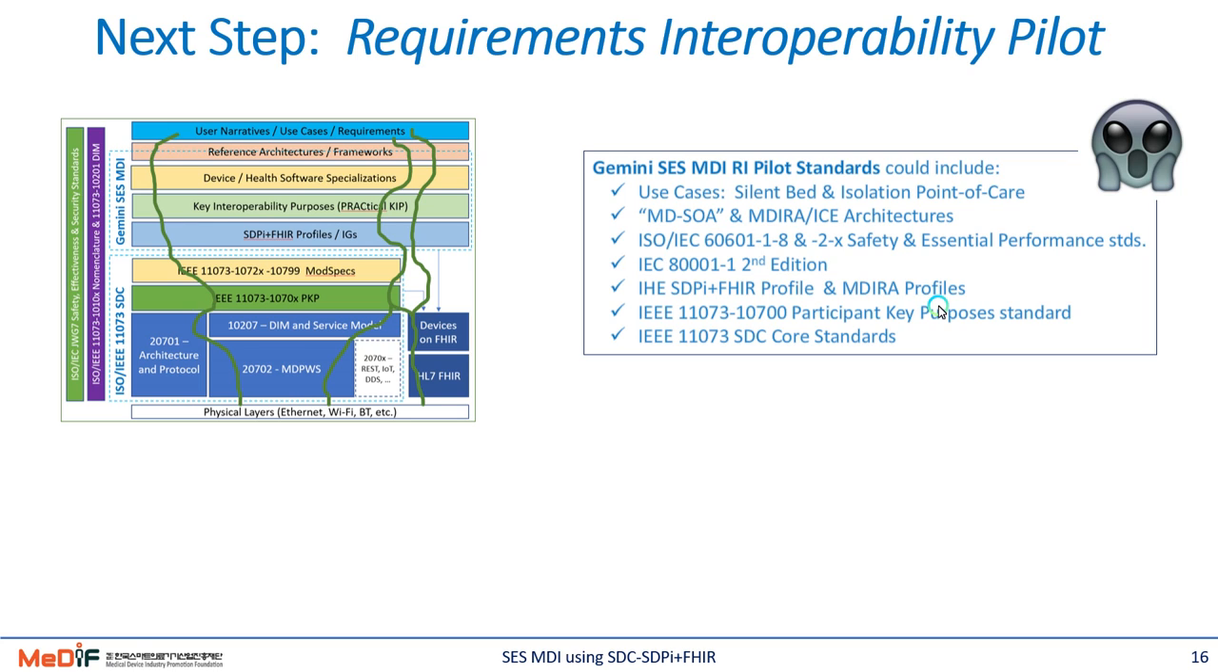And then an isolation point of care where you actually have to put on personal protective equipment, PPE, to be able to go in directly with the patient. How can we support that? And then architectures, the IEC 60601, some requirements from there, 80001-1, that risk management standard, IHE profiles around SD-PI and FHIR. And then finally the ISO IEEE 11073, some of those standards.